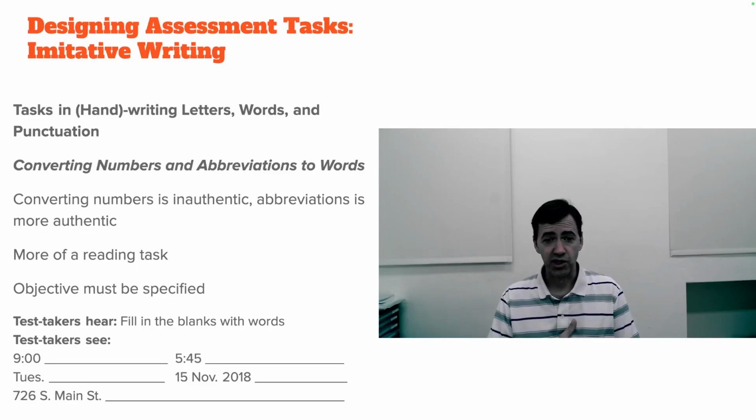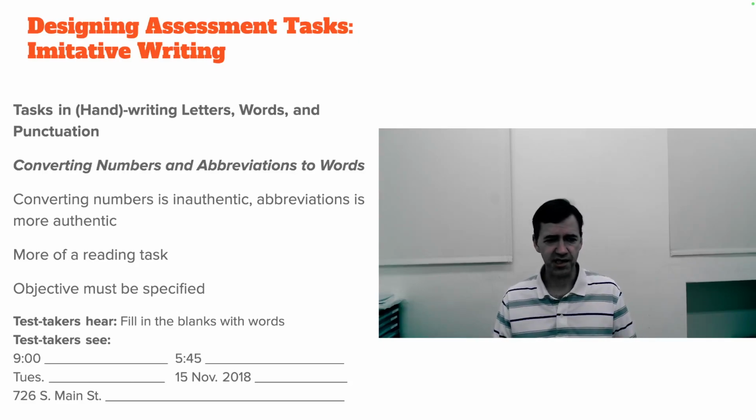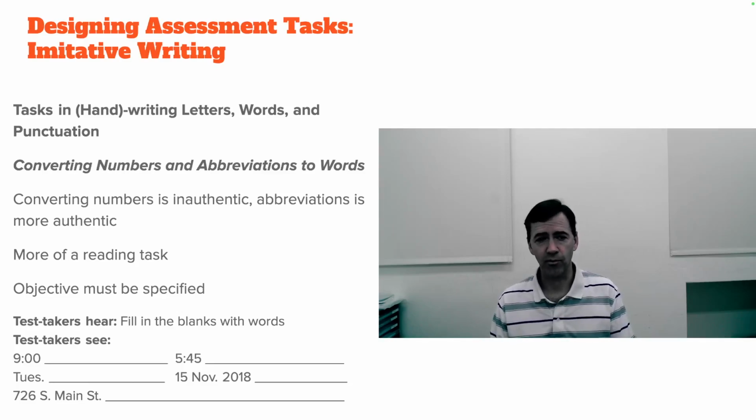However, writing abbreviations and then writing out the full word, this is more authentic. This is something we typically do. As it says on the screen, this is more of a reading task, and you have to really specify what the objective is. So the example is there. They hear, fill in the blanks with words, and then they see this and they have to write everything out with words. And another really challenging thing about this is the punctuation. Students not really sure where commas go, where periods go. So it could be a helpful task, but I think it will be quite challenging as well. You would need to practice this kind of thing in class a lot.